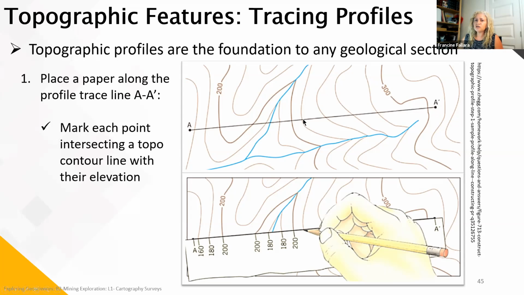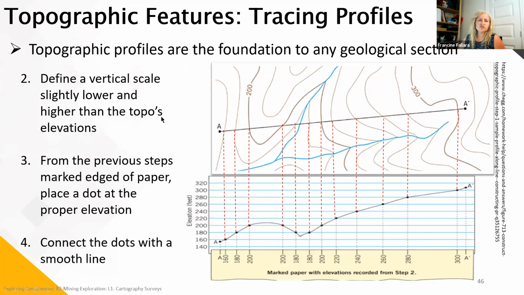So all this information I would go about like this. You place a paper along the profile trace line, which is our traverse, from A to A prime. You could call it A, B, as you wish. And then you mark each point intersecting a topo contour line with its elevation. Because I know this is 200 and this is 300, and I know this is going up, I know I'm under 200 this way, and this way I am higher than 300.